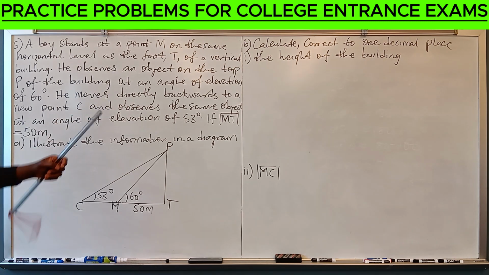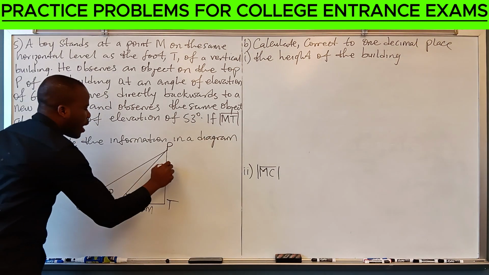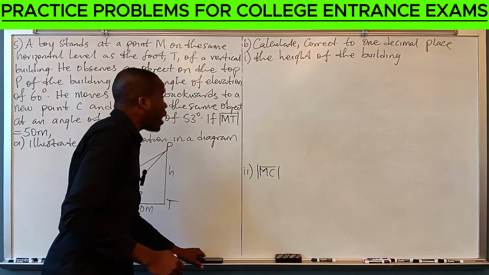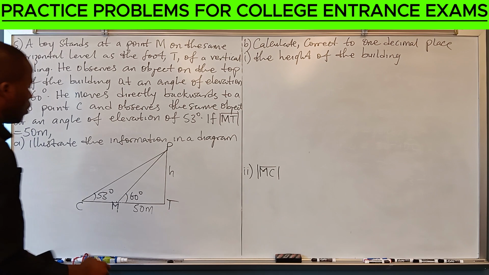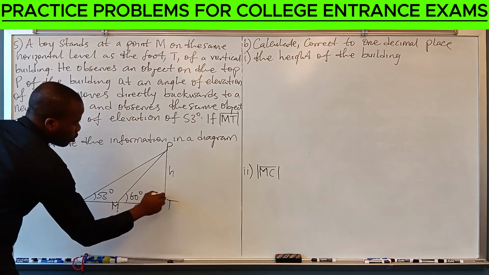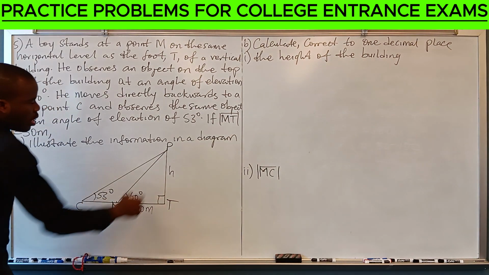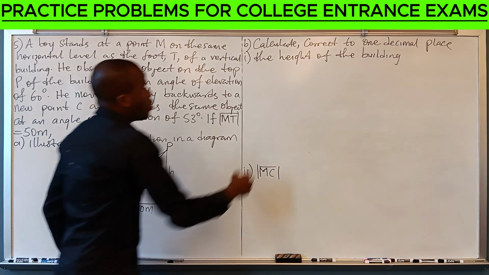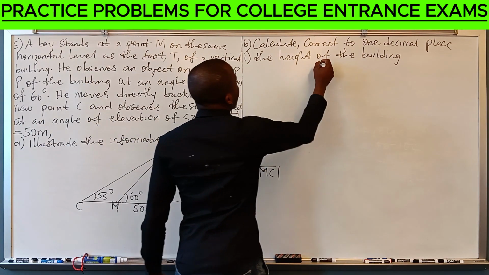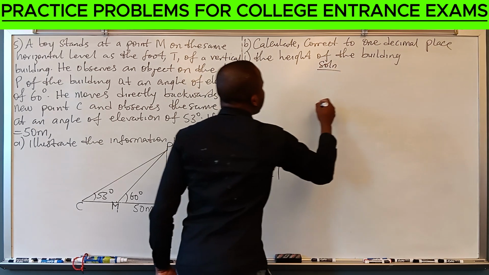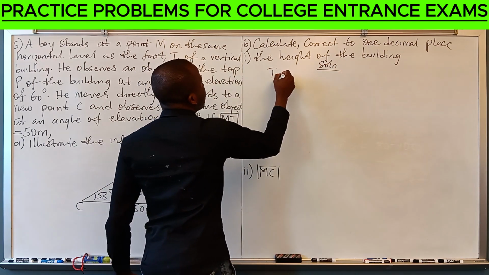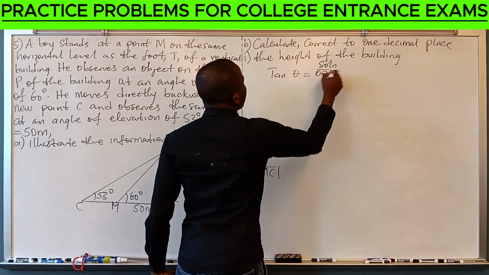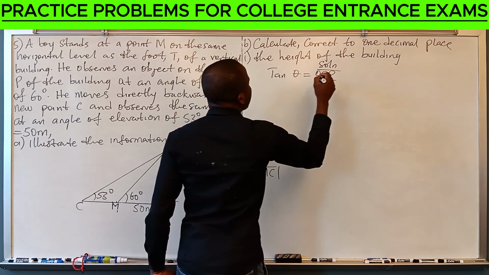Second question says, find the height of the building. Let's call here the height, H. How do we calculate the height? We can use trig ratios. Opposite over adjacent. So, to find the height, we can use tan. We know tan theta is equal to opposite over adjacent.